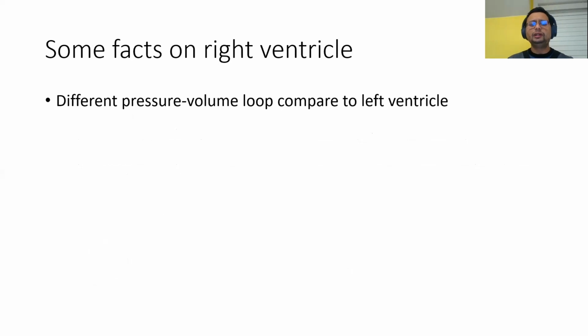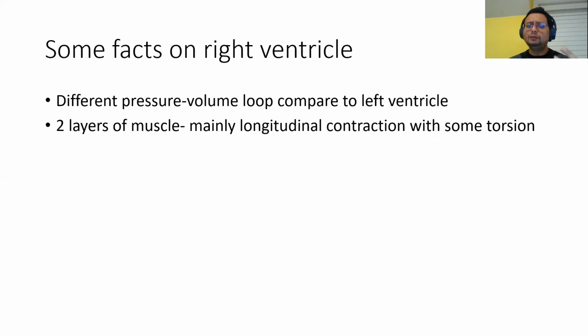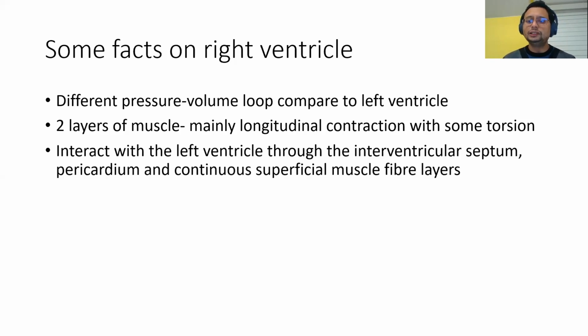These are some facts about the right ventricle. It has a different pressure-volume loop compared to the left ventricle. This is important because the right ventricle tolerates afterload very, very poorly. Now, if you have systemic hypertension, this is normal hypertension, your left ventricle can usually stand that hypertension because the left ventricle has a thick wall. The right ventricle has a thin wall. Therefore, if you increase your pulmonary artery pressure, the right ventricle cannot stand it and becomes weak very, very soon. Right? So pulmonary hypertension is poorly tolerated by the right ventricle. Now, I told you already the right ventricle is mainly longitudinal contraction. It interacts with the left ventricle through the interventricular septum.